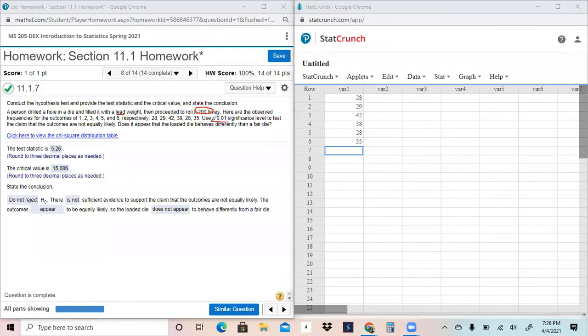And then we're going to use a 0.01 significance level to test the claim that the outcomes are not equally likely. Well, that's not our null hypothesis. Our null hypothesis would be that they are equally likely, because that's the only way the null is allowed to work. So let's just see what kind of a chi-squared value that we get here.